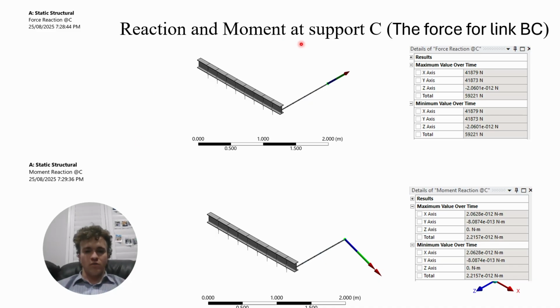For the reaction and moment at support B, which is C, which is the force in link BC. So that link that we saw earlier, BC, this is the force in BC, and as you can see, the force in BC goes at the 45 degrees of BC, and we get around 59 kilonewtons again. As for a moment, it looks to be e to the 0.12. I think that's a relatively small moment relative to some of the other things. If I'm reading that correctly, ooh, who knows.